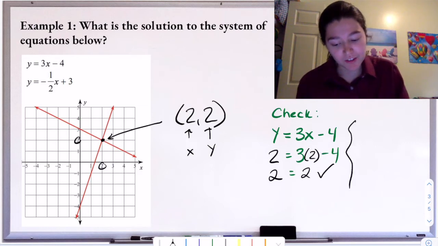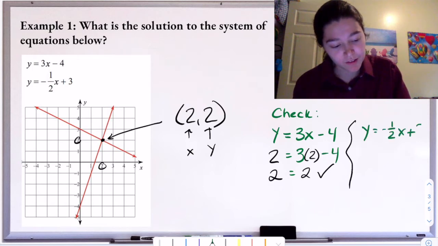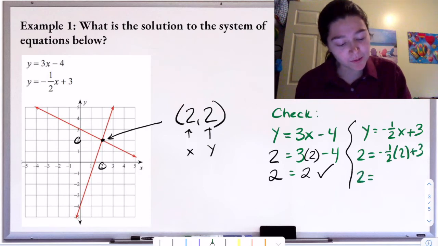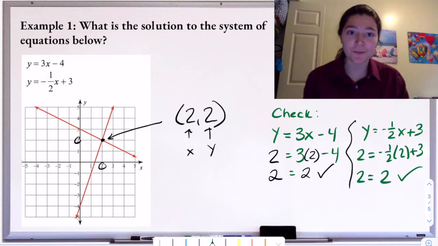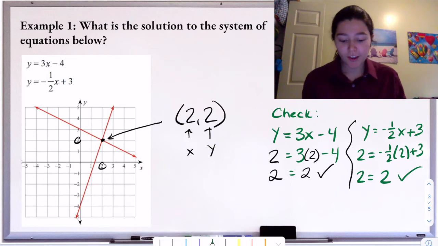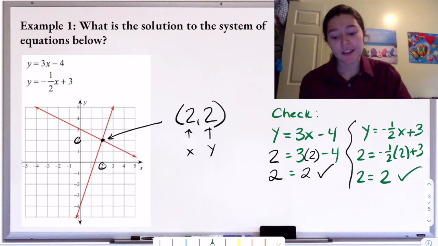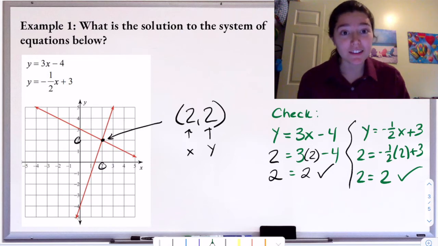Okay, and then I can do the exact same thing. I'll do it a little bit faster, but I can do the exact same thing for y equals negative 1/2 x plus 3. I substitute 2 in on both sides of the equation, and I will end up getting 2 equals 2. Awesome. So that's the solution both algebraically, it's going to make both equations true, and graphically, it's where the lines intersect.